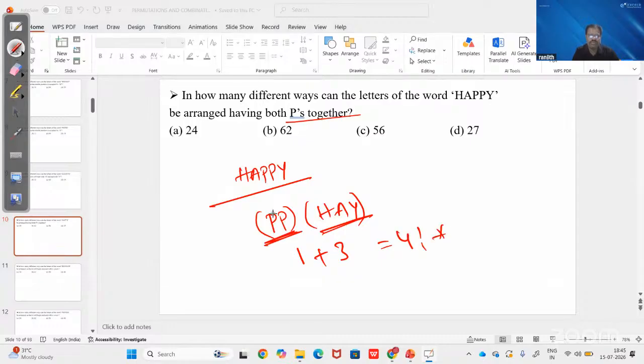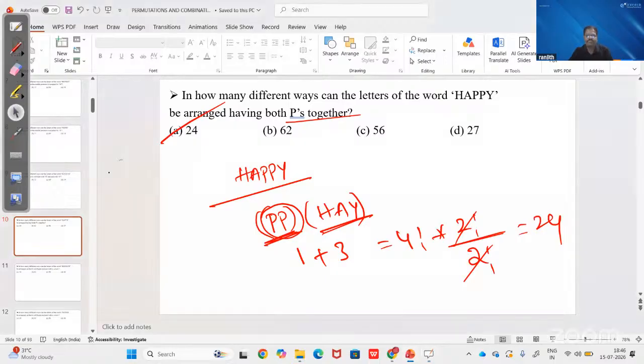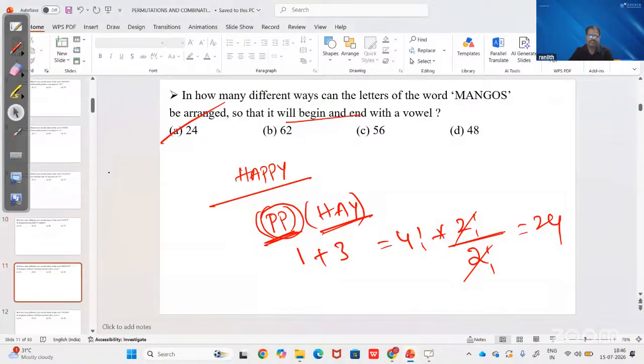Next, the 2 P's can be arranged in 2 factorial. But both of them are the same, so that 2 factorial is cancelled. 4 factorial equals 24 ways. Next.